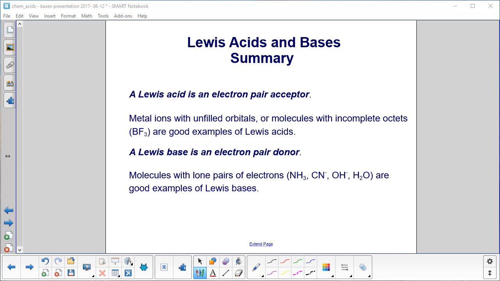Summarizing, a Lewis acid is an electron pair acceptor. Metal ions with unfilled orbitals or molecules with incomplete octets, such as boron trifluoride, are good examples of Lewis acids. A Lewis base is an electron pair donor. Molecules with lone pairs of electrons, here's some examples, here's water again, are good examples of Lewis bases.